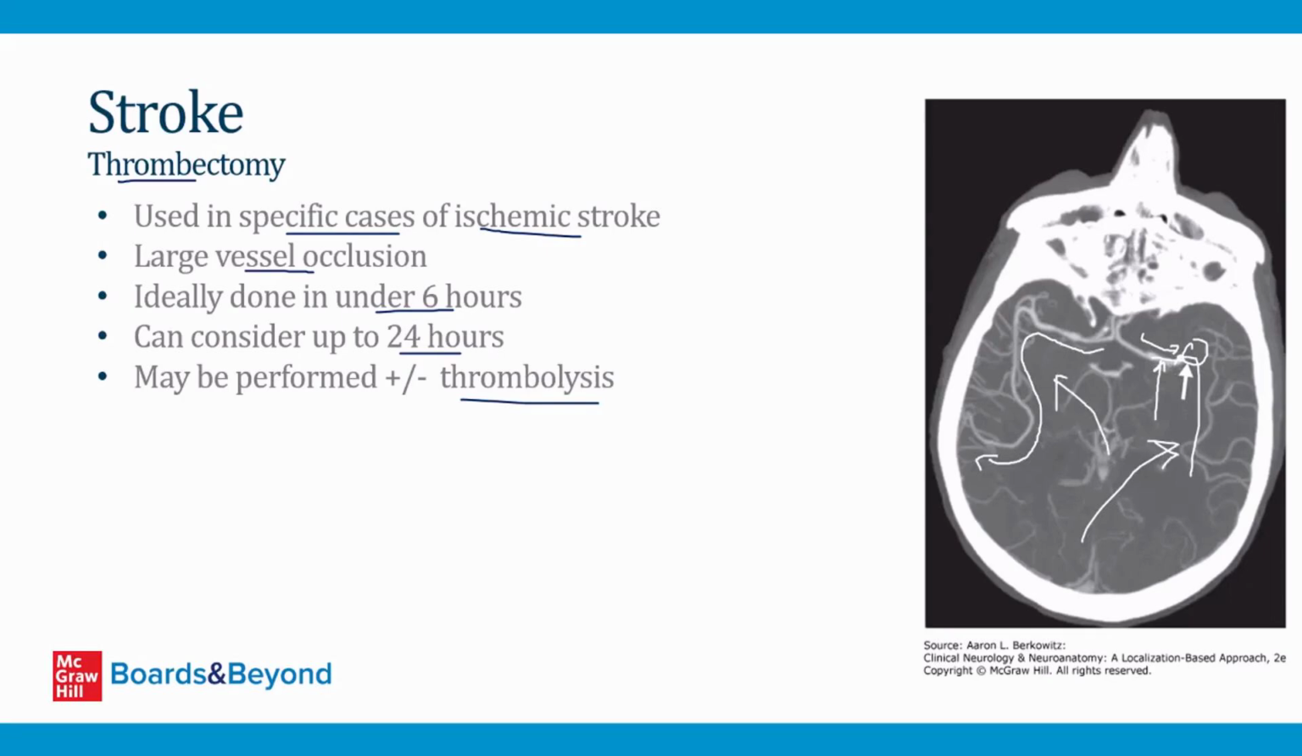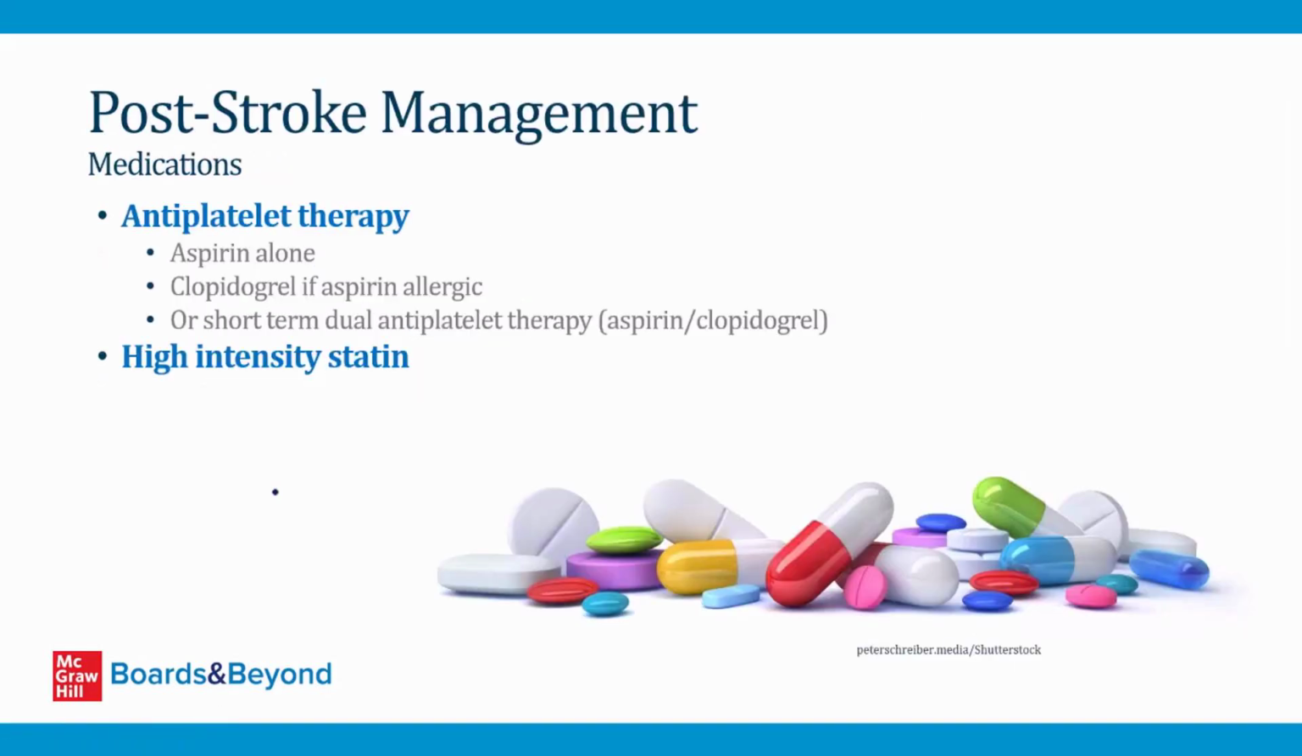After a patient has had one stroke, they're at risk for having another stroke. So there are important things that are done post-stroke to try and manage the patient and prevent a second or additional stroke from occurring. One of these is antiplatelet therapy. So in ischemic stroke, aspirin alone or clopidogrel, if the patient is aspirin allergic, is almost always administered lifelong to try and reduce the risk of another stroke.